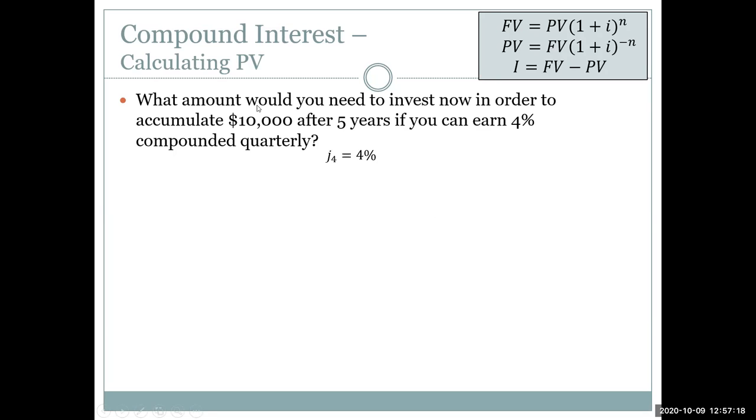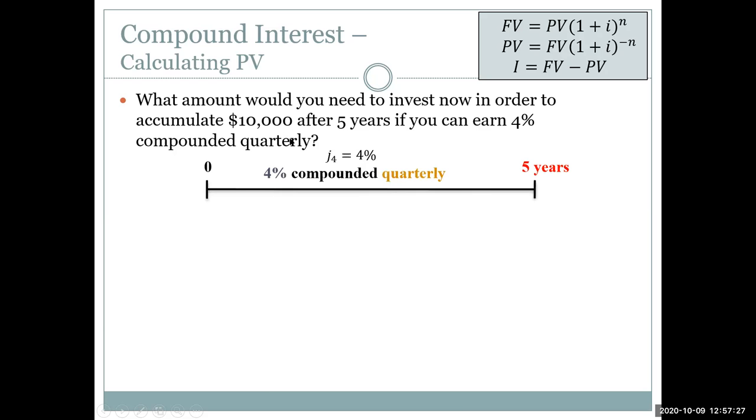Now, we want to know what we would need to invest now in order to accumulate. Accumulate means that's the future amount. So our timeline is 0 to 5 years, and we're going to accumulate $10,000, but how much do we need to put away now? Again, notice our money movement line is going to the past.